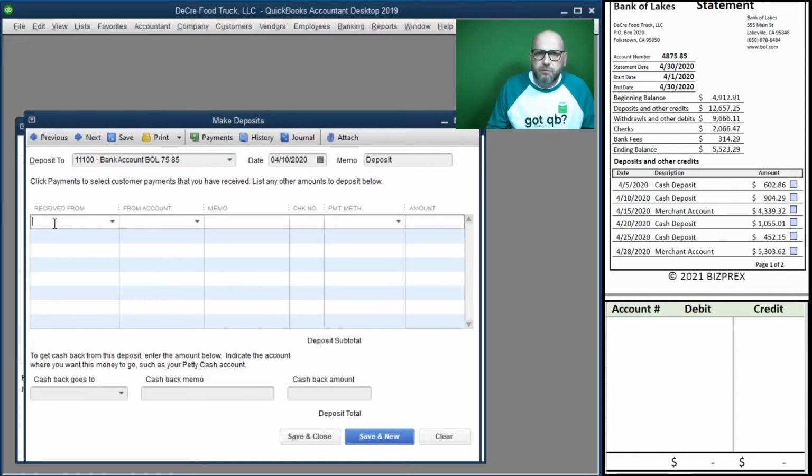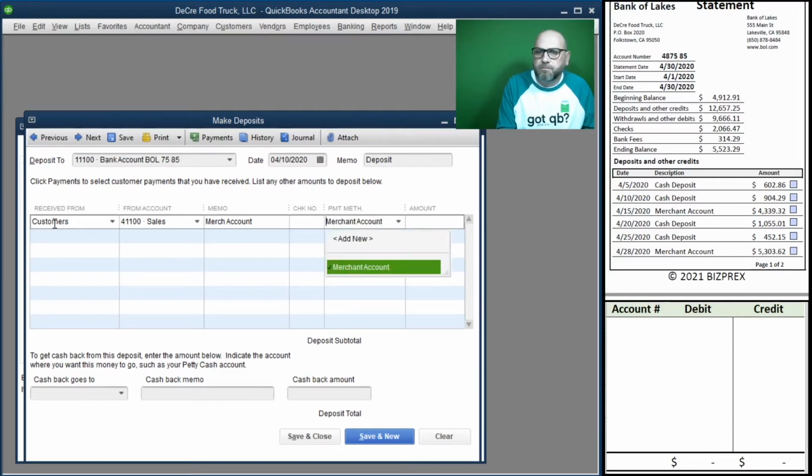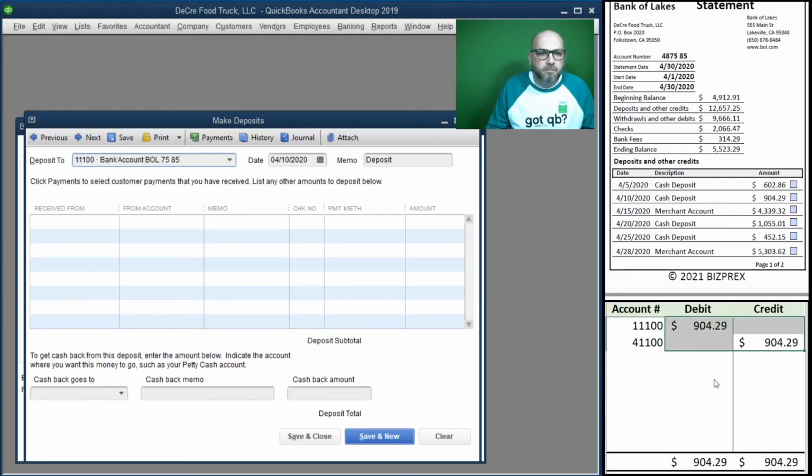Next one is a deposit from our merchant account. Again, those are the money that we got basically from customers that use credit cards. All right, we know debits and credits behind that one. Bank account is going up. Sales are going up. Here it is, it's in balance.